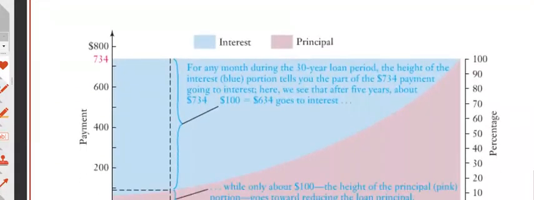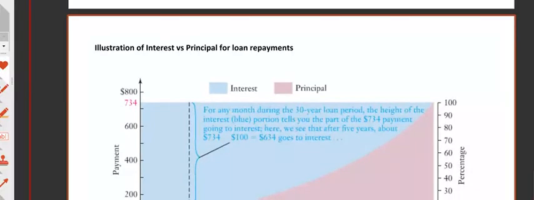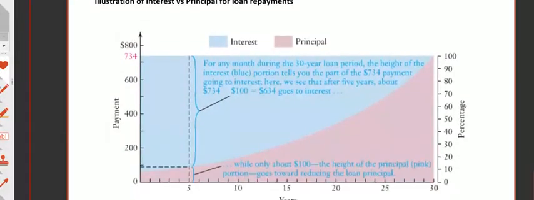Look at this illustration of principal and loan payments. Let me just zoom out there a minute. We've got a graph here illustrating what it looks like when you make your payment and what part of that payment goes towards interest and what part goes towards principal. So we're assuming we've got a $734 monthly note.